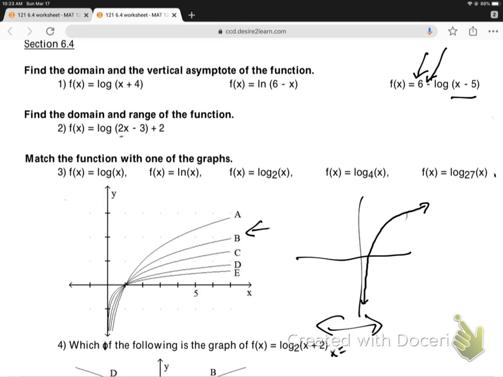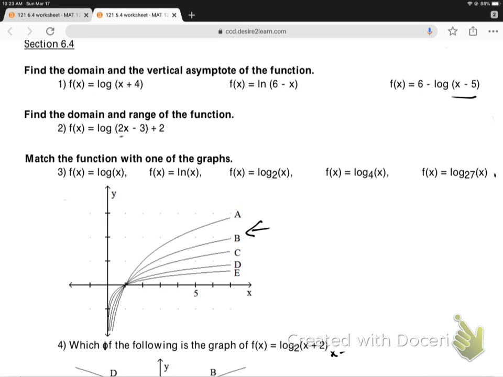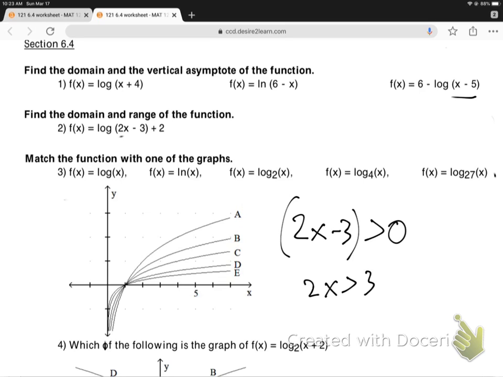Right, domain and range of the function. This is question 2 here. So, domain. Well, again, with the domain, all I'm looking at is that 2x minus 3. Again, remember, that part must be greater than 0. So if I add a 3 to both sides and divide by 2, then that is the domain. 3 over 2 to infinity. Now, the range is not going to be affected. Remember, if I move these graphs up and down, nothing happens. Left and right doesn't matter. It's just the domain that gets affected with the log graphs.